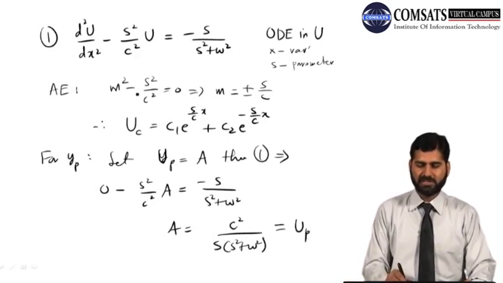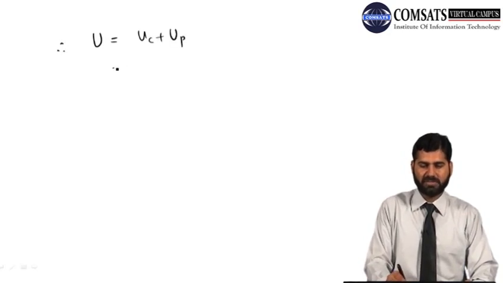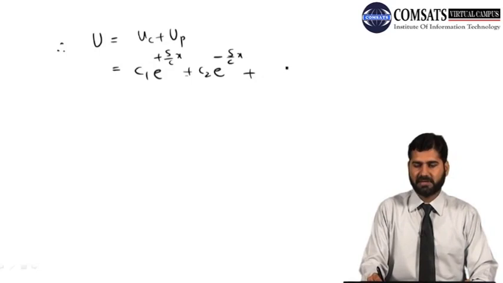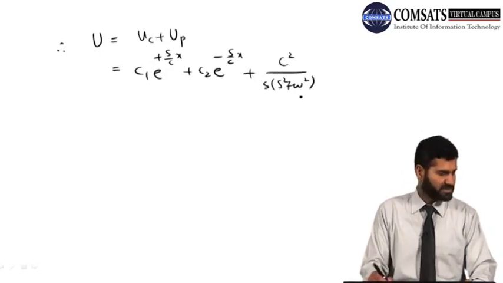All right. Now U_c and U_p, if you add them up, that is your solution. So therefore U is equal to U_c plus U_p. So U_c is c1 e to the power s by c x, and c2 e to the power minus s by c x, and then plus c squared by s times s squared plus omega squared. So this is your solution.